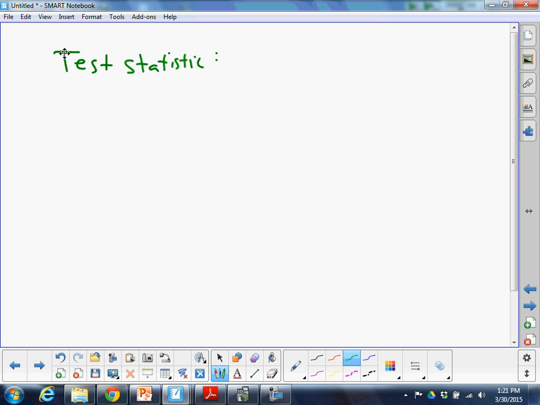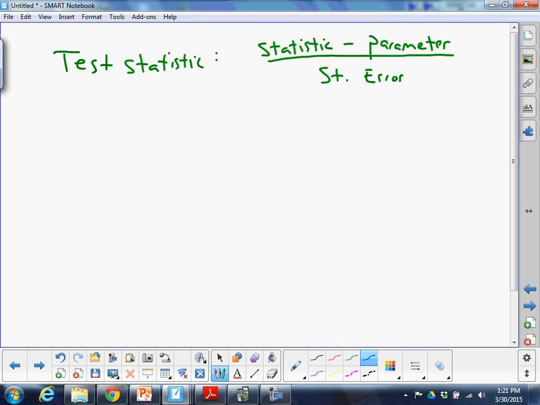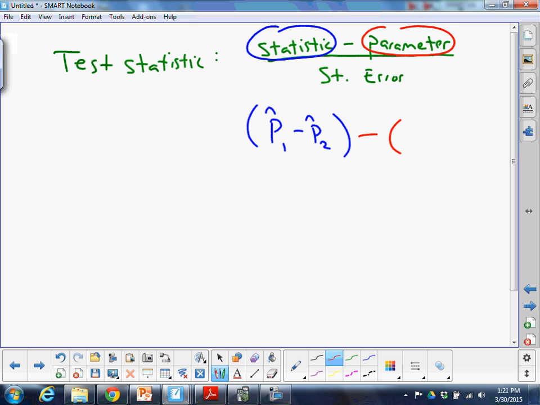But the basic setup, it's always statistic minus parameter over some sort of standard deviation. In this case, it's standard error because we're dealing with samples of different sizes. So basically, the statistic was what we got. That was the difference. Okay, so in this case, the statistic is the difference in the sample values. Right? Statistics come from samples. Okay, parameters come from populations. So that's basically the same thing without the hats on there, right?